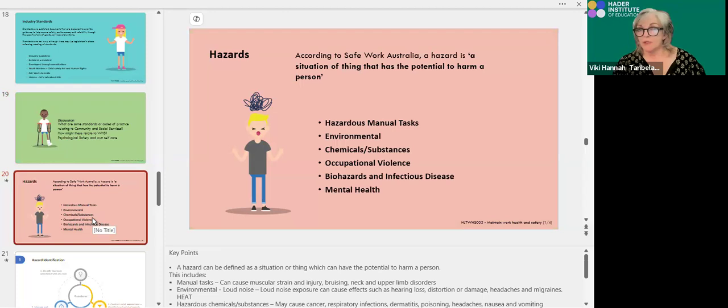According to Safe Work Australia, a hazard is a situation or a thing that has the potential to harm a person. Hazardous, so lifting, there are recommendations, it can be environmental. We might be working with chemicals or substances. I find in my day, we have sharps spaces placed around because we may come across sharps, needles, if someone has been doing that.